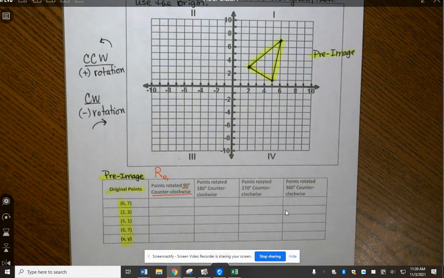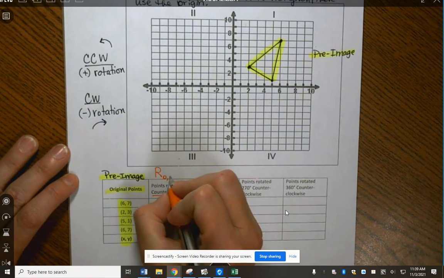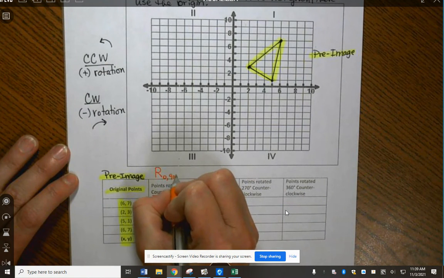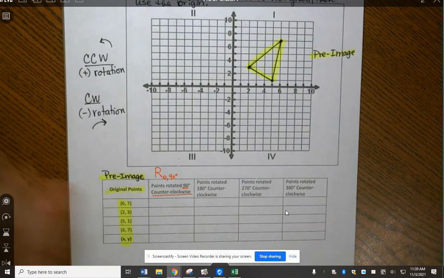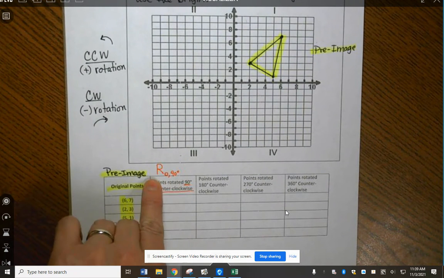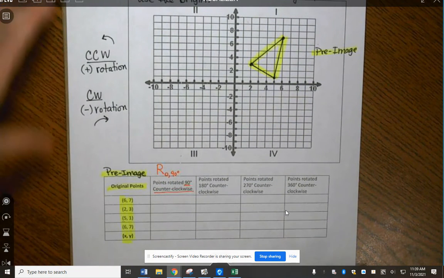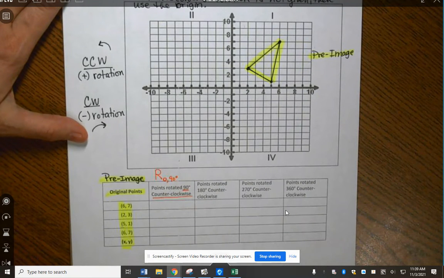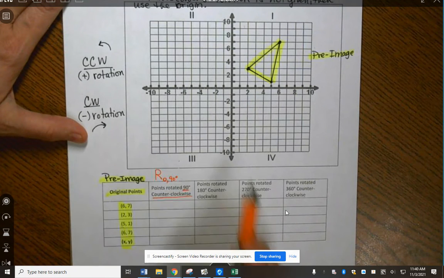If it's a special ordered pair, you're going to write the ordered pair. We are going counterclockwise, so it's positive, and we're going by the amount of 90 degrees. These are subscripts of the capital R. To figure out what these ordered pairs are going to do, there's a pattern you need to look for.